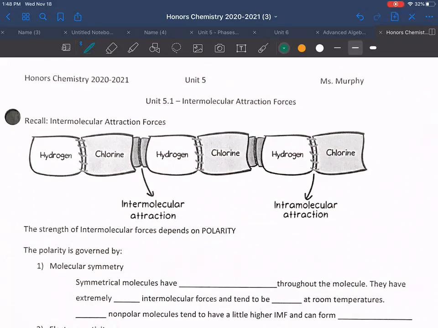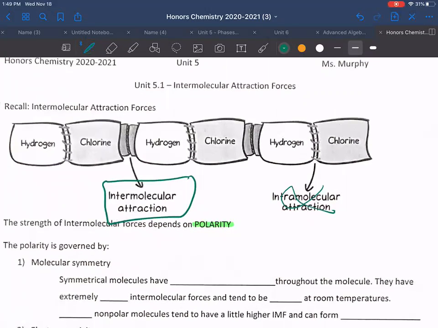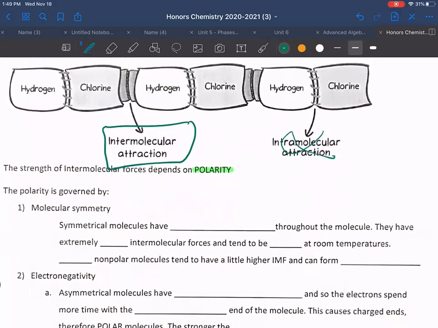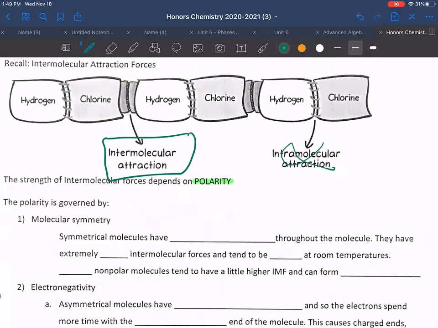So recall that intermolecular is molecule to molecule. So we're not talking about intra, which is atom to atom. We're focusing on how one molecule attracts to another. And we have to recall that the strength of these forces really depends on their polarity. There are a couple things that govern the strength of intermolecular attraction. And just remember that I like to abbreviate the intermolecular attraction forces as IMF. So if you see that, that's all it means.